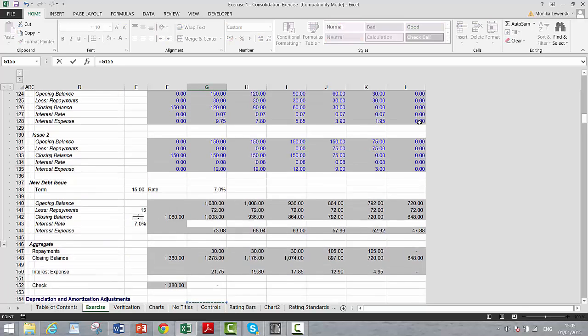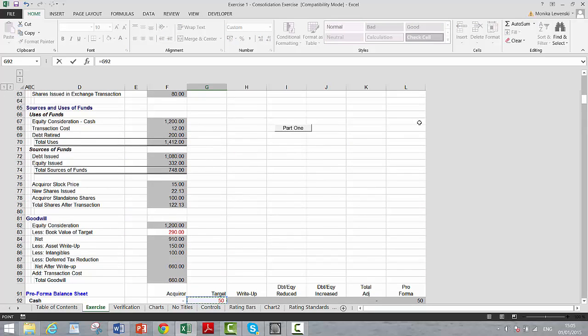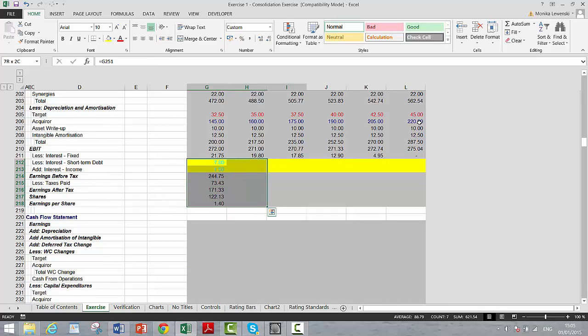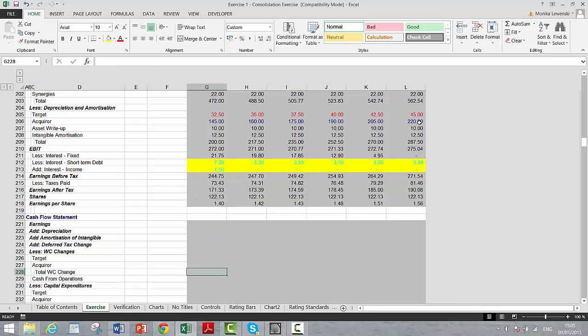The shares for the transaction, that was the key one. You put the total shares after the transaction right here. That's one of the key things. And then you can just take that, and that's the number you were looking for. That's the whole number to get our accretion and dilution analysis finished. Now we're not quite finished because we'll take our earnings.